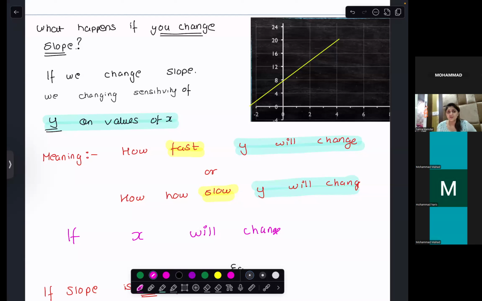What happens if you change the slope? What does the slope decide? The gradient. Okay, so if we're changing the slope, we basically change the sensitivity of y on x. The slope tells us how fast my y will change or how slow my y will change depending upon the change in x. If the slope is greater, my y will change faster.